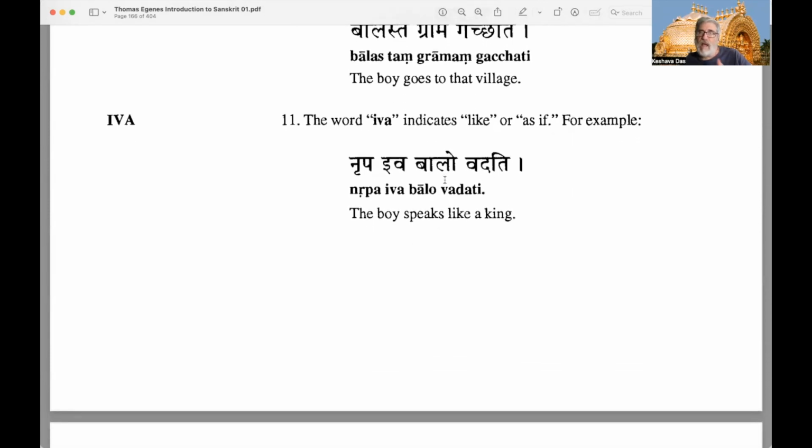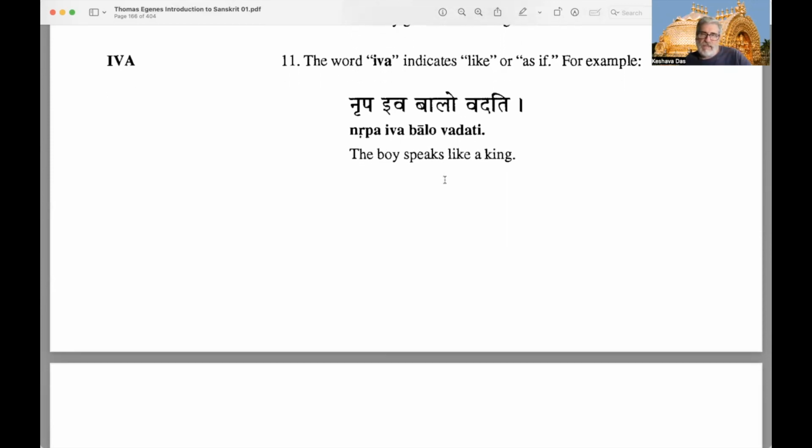The word eva means like or as if, right? So let's look at this sentence here. We have nripa eva balo vadati. So vadati again, right? Let's break the sandhis first. Okay. So we have nripa is going to be nripaha, balo is going to be balaha, right? So we have two nominatives, and they're separated by eva, like.